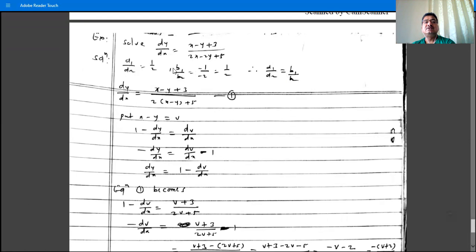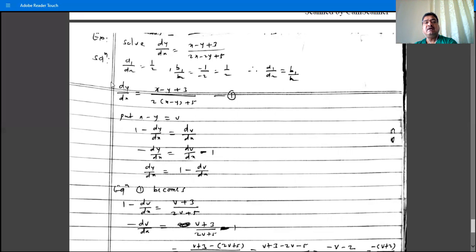And then consider the given differential equation, dy by dx is equal to, take 2 common from the first two terms. So we have in bracket x minus y, and then substitute x minus y as v, because if you observe the numerator and denominator, this x minus y is common in the numerator and denominator. So substitute x minus y as v.